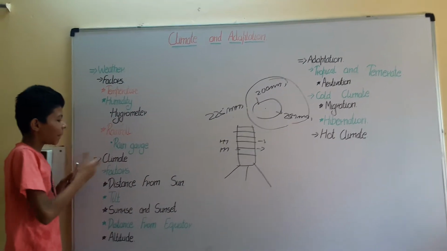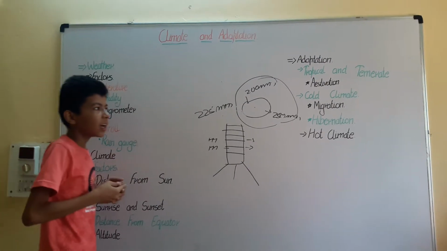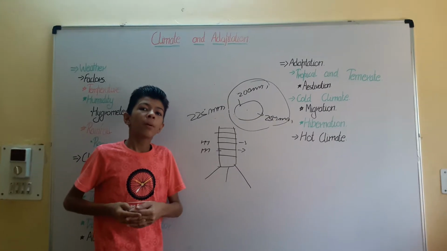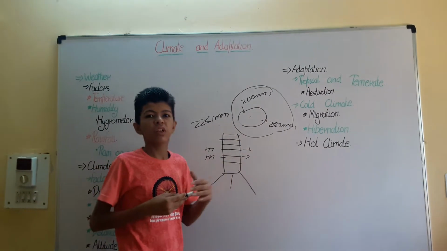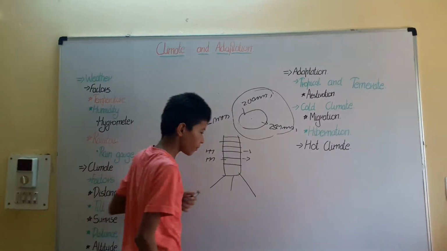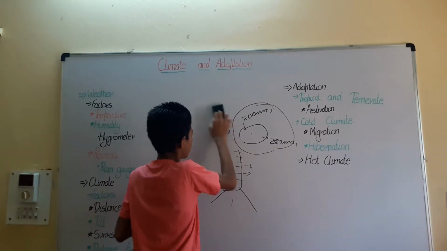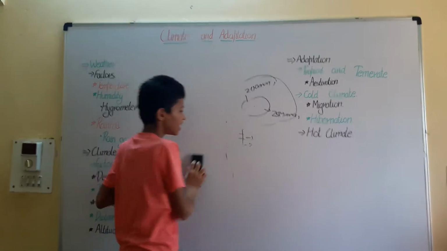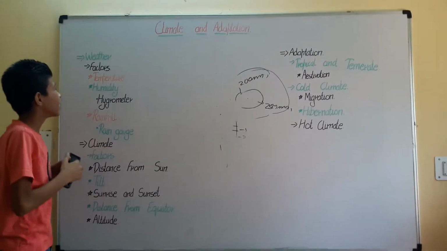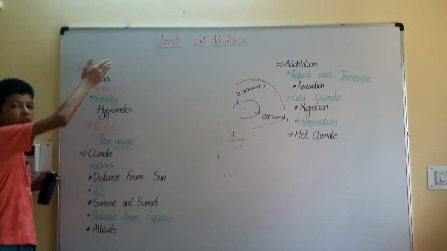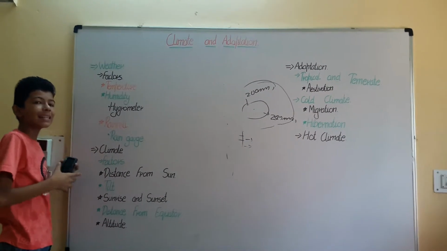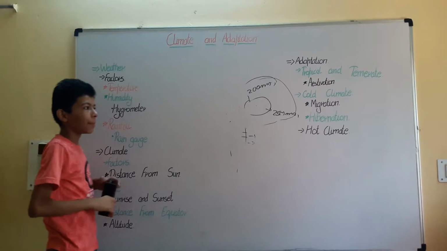Let's move to the climate. What is climate? Climate is the weather condition over thousands of years, or many years. It does not vary from day to day. Just like a newspaper, which comes daily, is an example of weather because it changes, but a book is an example of climate.